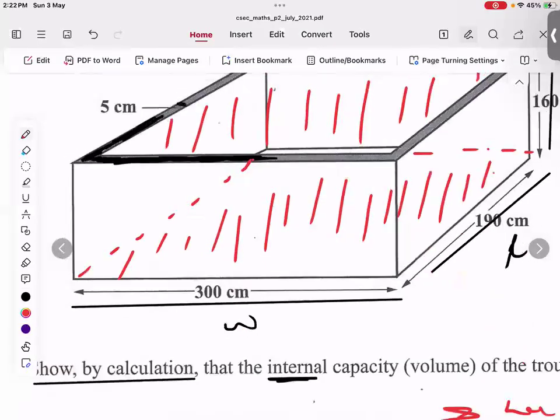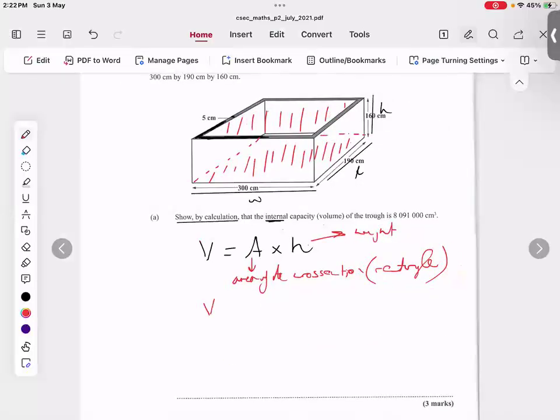The width, hold on. First of all, volume. Sorry. Yes. They said they wanted the internal capacity, so why are you using the top of the rectangle? Because that's the cross section. The cross section is the base, the top and the bottom. That's the area. The area of the base times the height. So you have to use the 300 and the 190 and the 160. But there's a trick with this. Volume is equal to the area of the cross section, which is length times width, as Antonia said in the chat. Length times width times the height.